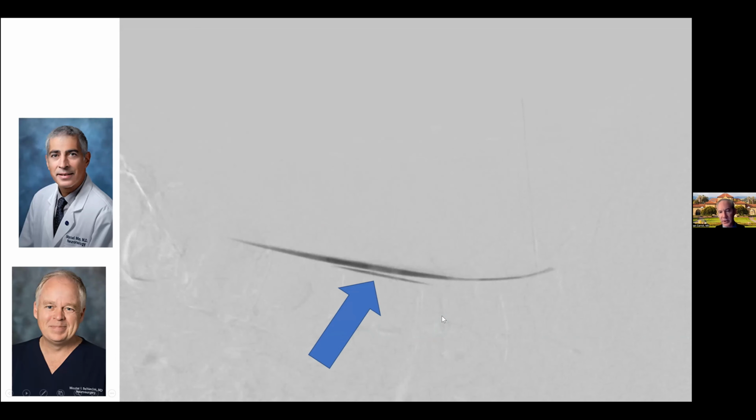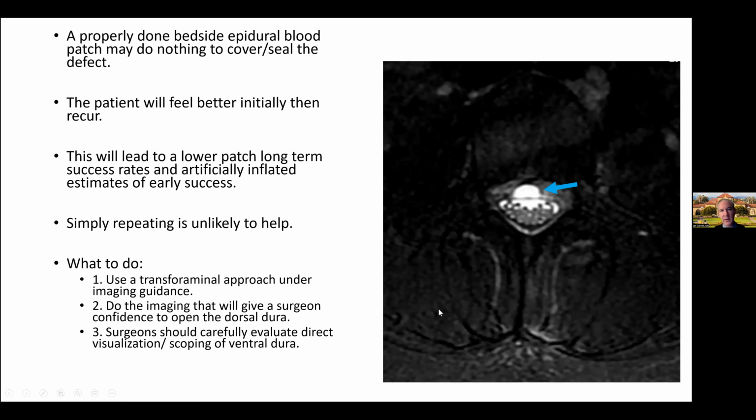This allowed a surgeon to go in there, open the dorsal dura, look at the hole in the ventral dura, repair it, and then repair the dorsal dura on the way out. So a properly done epidural blood patch, again, may do nothing to cover or seal the defect. If it's ventral, the patient will again feel better initially after the patch because you've pressurized it, and then recur because it's not sealed, again leading to lower patch long-term success rates and artificially inflated estimates of early success.